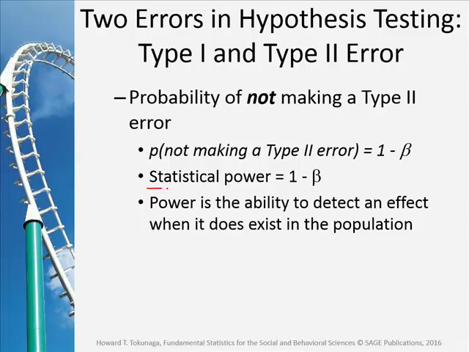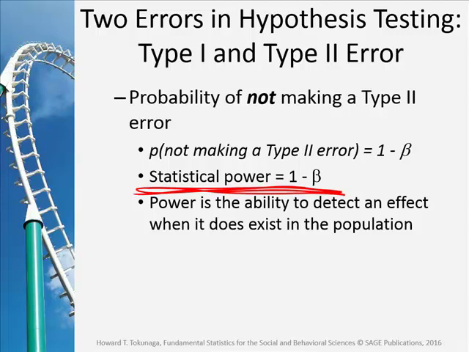There's a concept called statistical power, the power of a test. And the power of a test is the ability to detect an effect when it does not exist in the population. This isn't something that we think about a lot. We know it's out there, but for the most part, we're mostly concerned with that type 1 error as researchers, because we don't want to say a relationship exists where one doesn't.